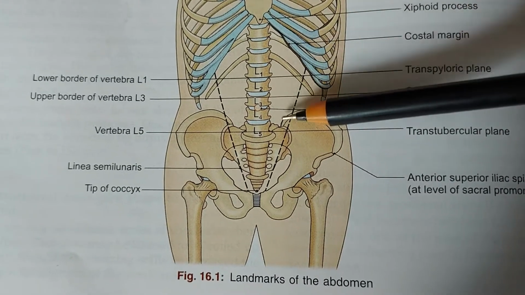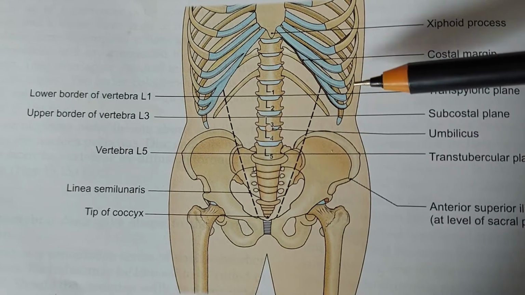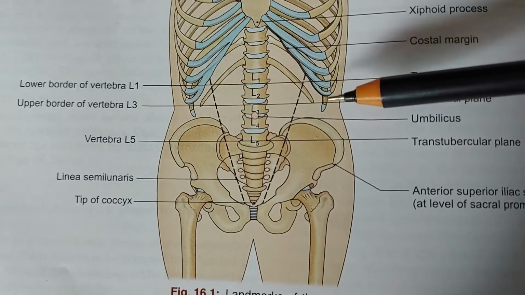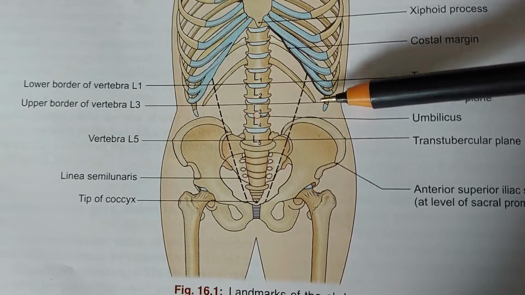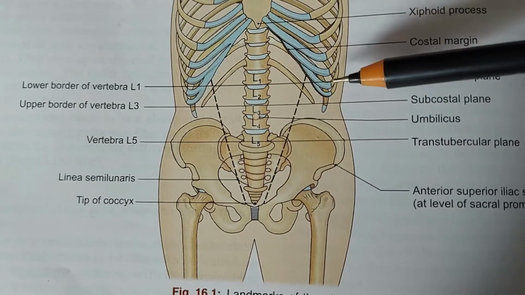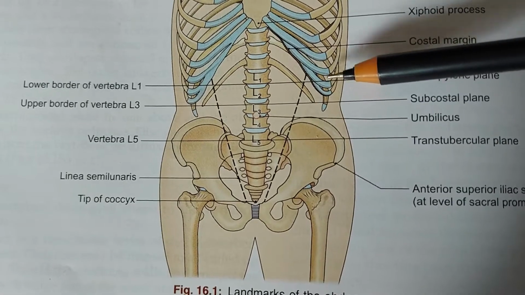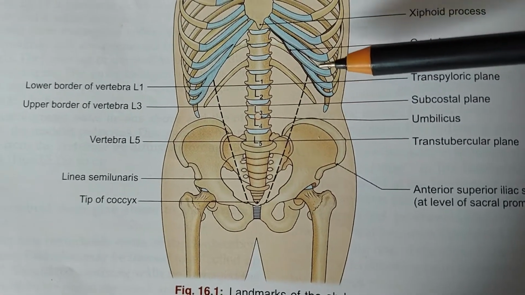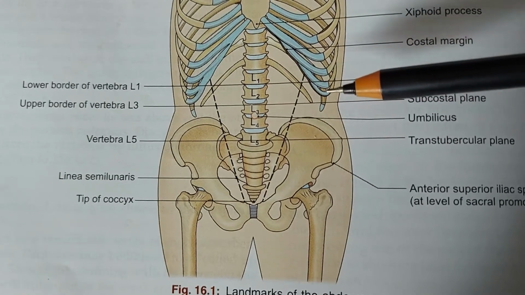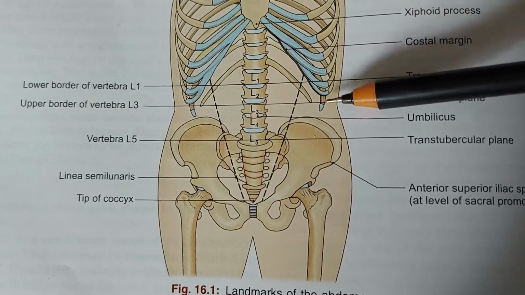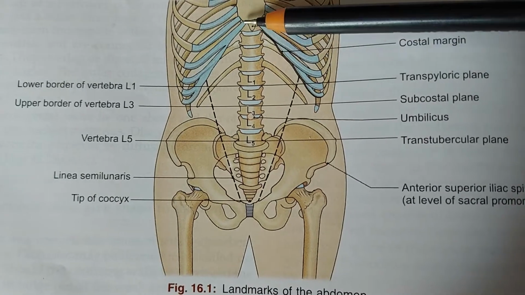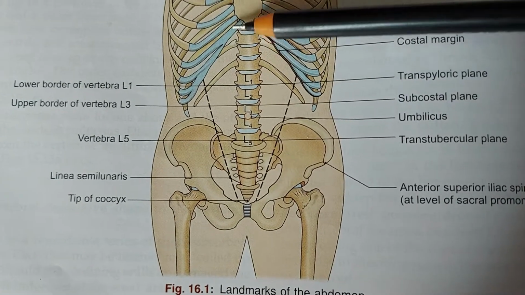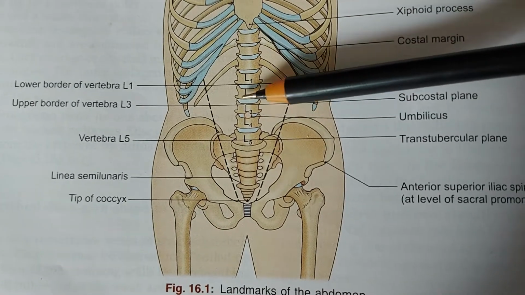So be cautious about these two planes. What is the transpyloric plane and what is the subcostal plane? Subcostal plane is below the 10th costal cartilage, and transpyloric plane is above the 9th costal cartilage. These are the subcostal plane and subcostal angle. Do not confuse this subcostal plane with this subcostal angle. Here is the subcostal angle and here is the subcostal plane.